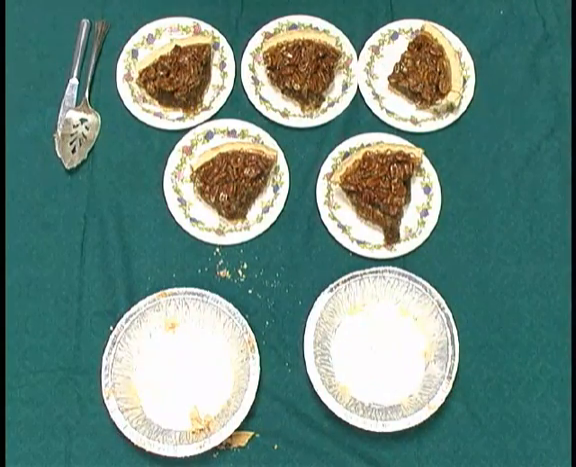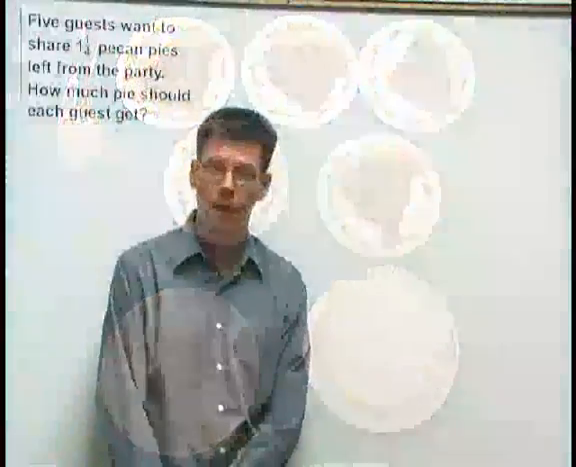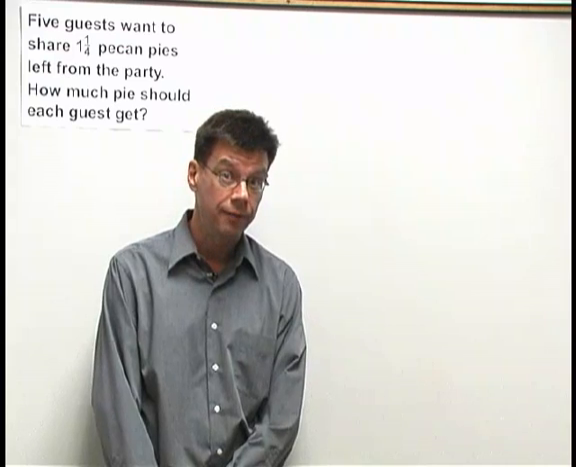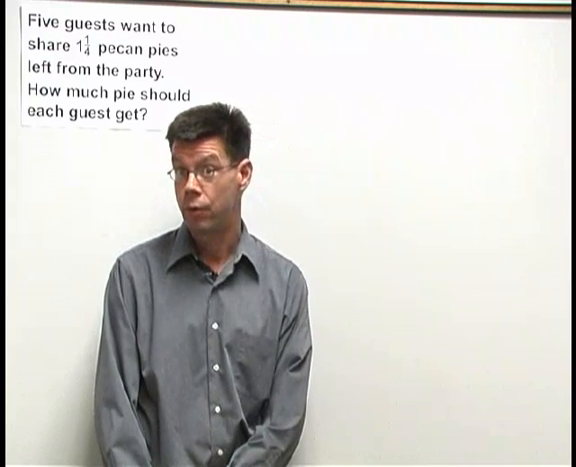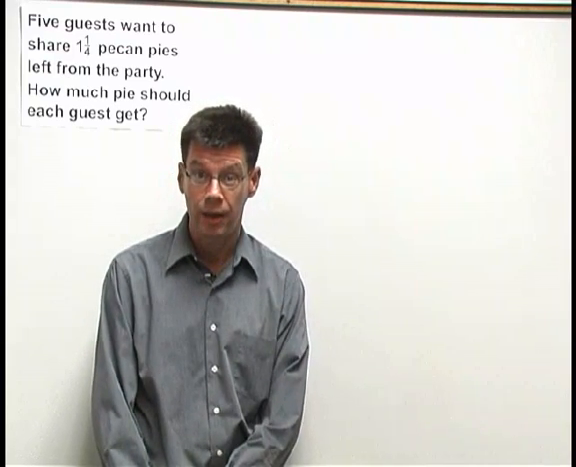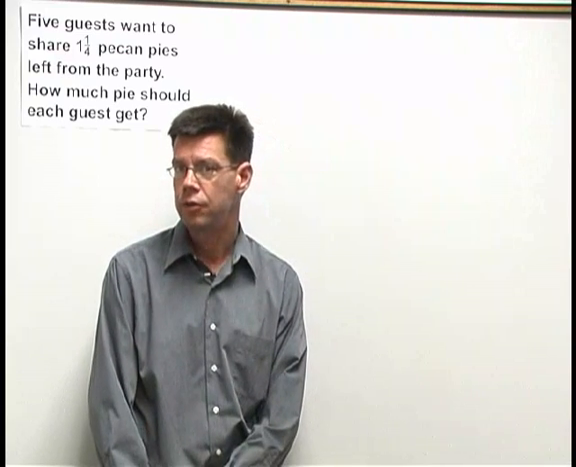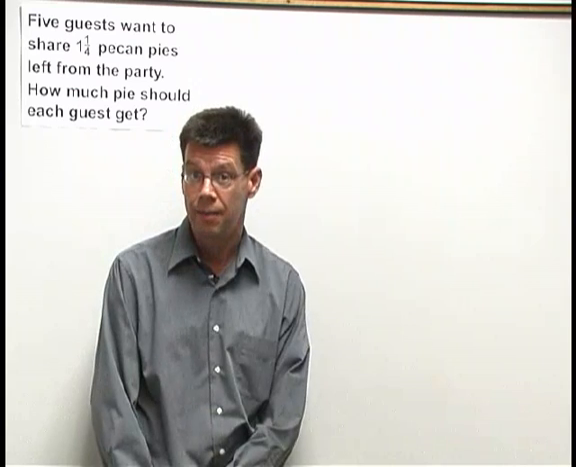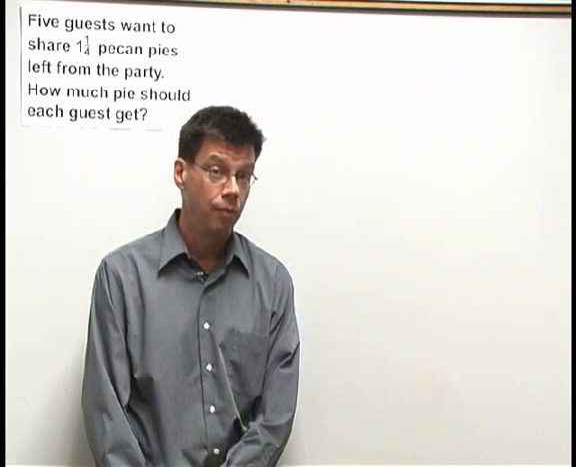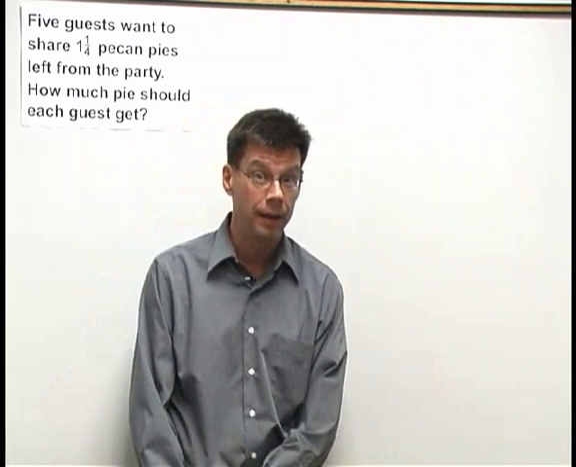Now let's go back and actually do the math for this problem. So we now know that when 5 guests share 1 1/4 pecan pies, each guest should get 1/4 of a whole pie. Let's go ahead and do the math and see that we get the same answer that we got when we sliced up the actual pie.